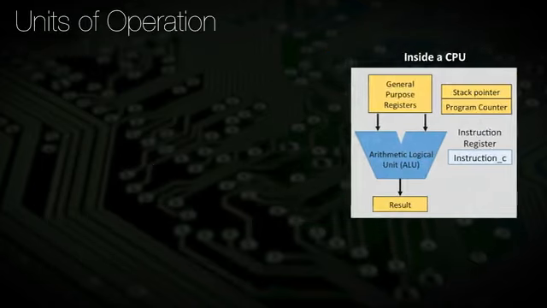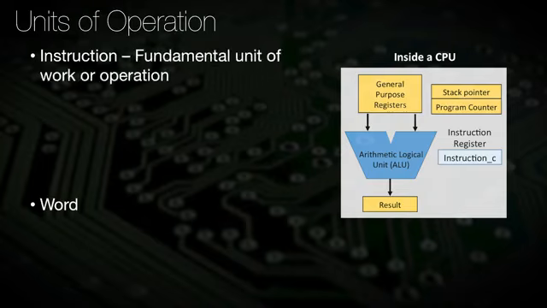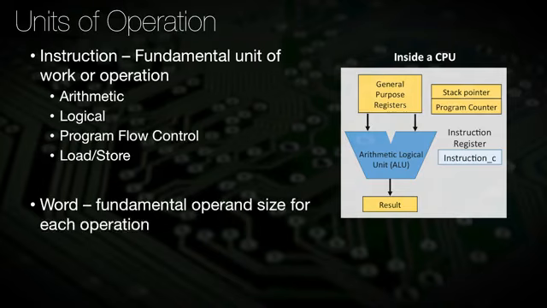The fundamental unit of work for a processor is the instruction and the word size. The instructions are assembly operations that perform a small amount of work in a CPU. These instructions are fetched from the code memory, decoded, and then executed by the CPU. Operations can range from arithmetic to logical to controlling program flow and load store operations with memory. The word is the size of work that each operation performs.